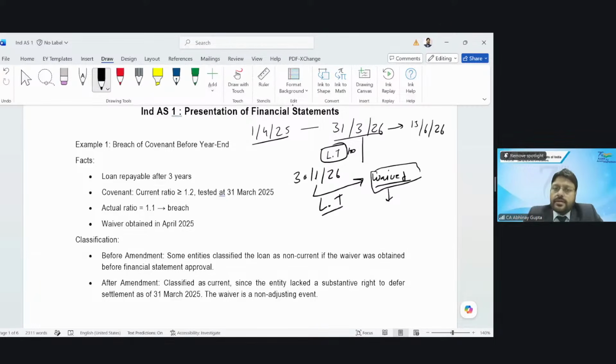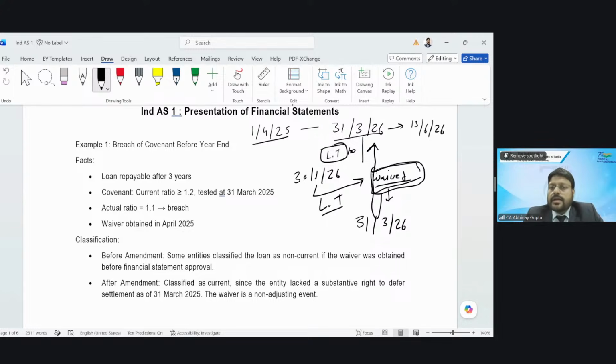Now the amendment has come to the Ind AS 1 last year. And by virtue of that amendment, this waiver has to be obtained before the year end itself, that is 31st March 2026, right? So if you have obtained the waiver letter even on 1st of April 2026, then the waiver will not be fruitful or helpful for you to present the liability as non-current, right?